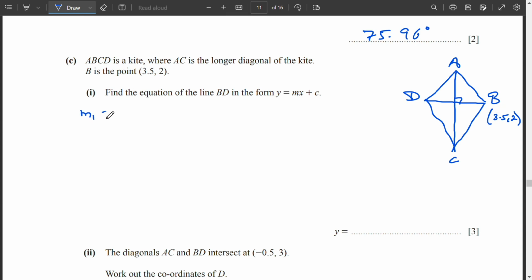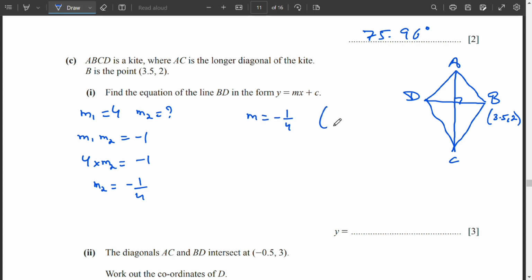If you consider the slope of AC as 4 and M2 is the slope of BD, we have to find this. So we know that the product of the slopes of perpendicular lines is -1. M1 is 4, times M2 is -1. So M2 is -1/4. So here we have the slope of this line BD, M is -1/4, and it is passing through the point 3.5, 2.